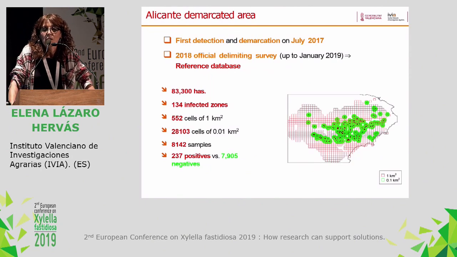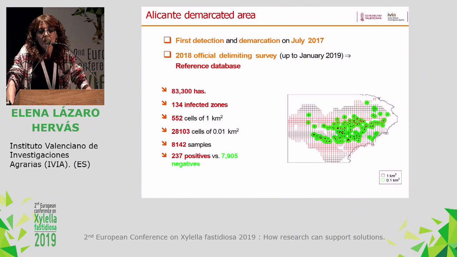Here's some information about the Alicante demarcated area. The first detection and demarcation was announced in July 2017, and our work is focused only on the 2018 official delimiting survey inspections and only results up to January 2019. This is considered our reference database.